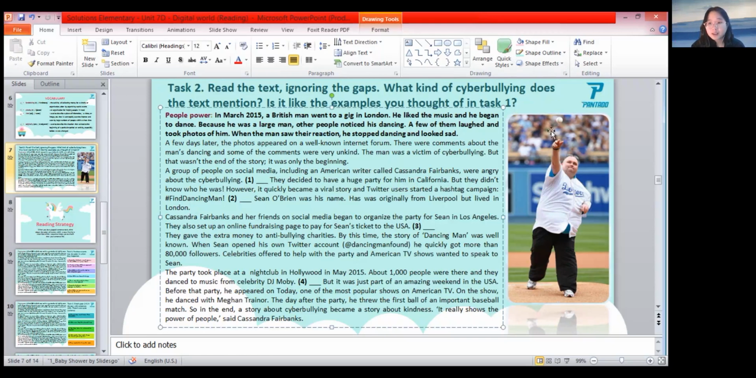Okay, so that was called cyberbullying, because they took a photo of him and posted it on the internet forum, and a lot of people laughed at him. So that was cyberbullying, and he is a victim of cyberbullying. Okay. So now, do you understand what the story is about? Yeah. Okay. So that is the beginning of the text here.